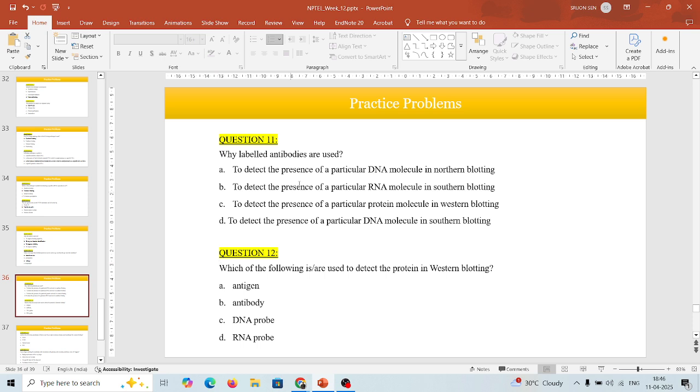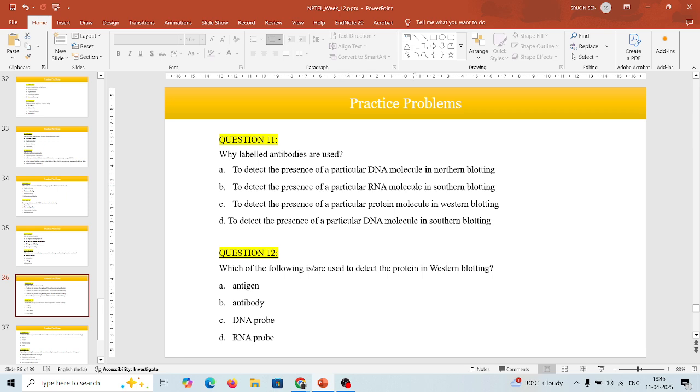Okay. Why are labeled antibodies used? So we use labeled antibodies. Why? To detect the presence of a particular DNA molecule in northern blotting, presence of a particular RNA molecule in southern blotting, presence of a particular protein molecule in western blotting, or presence of a DNA molecule in southern blotting. So why do we use it?